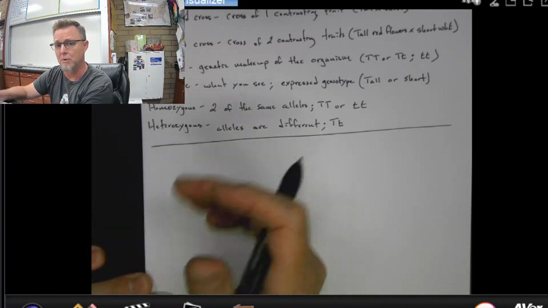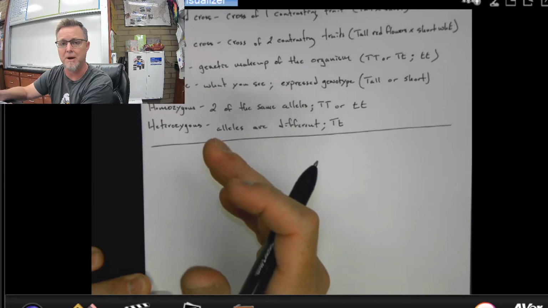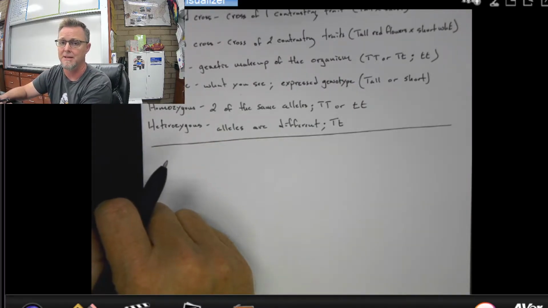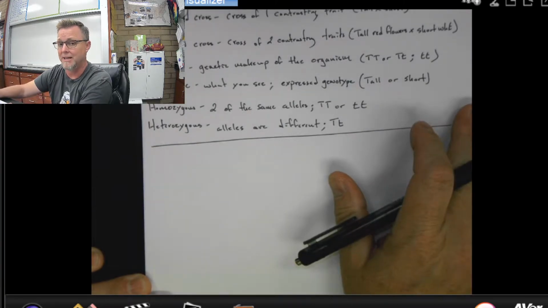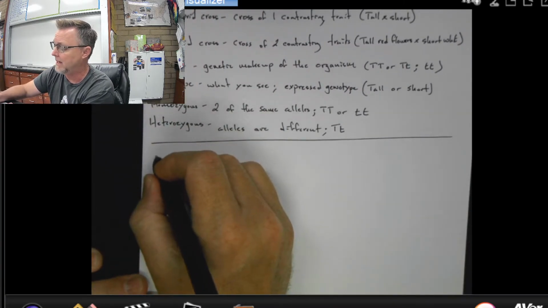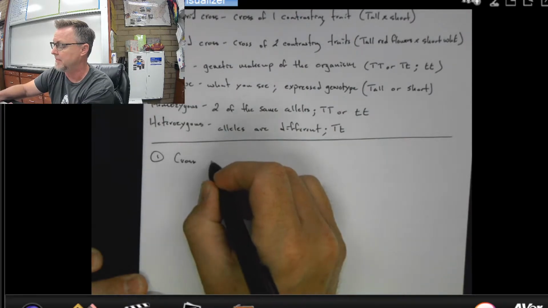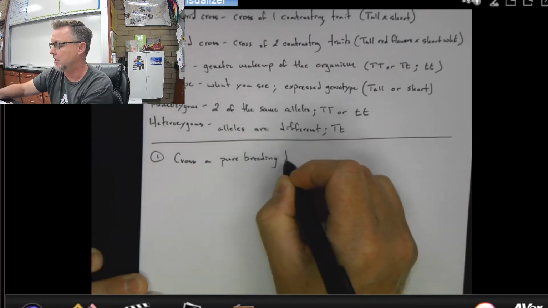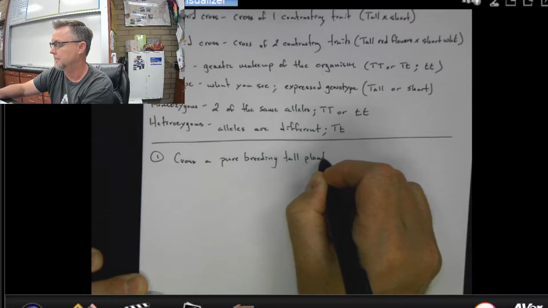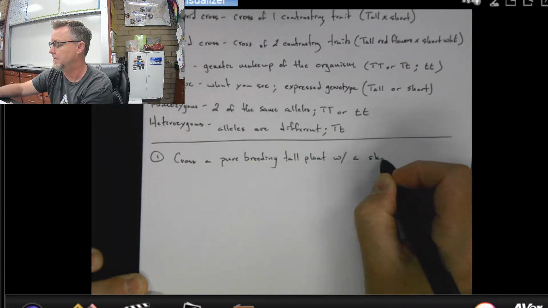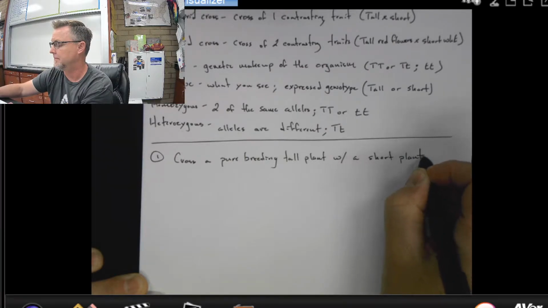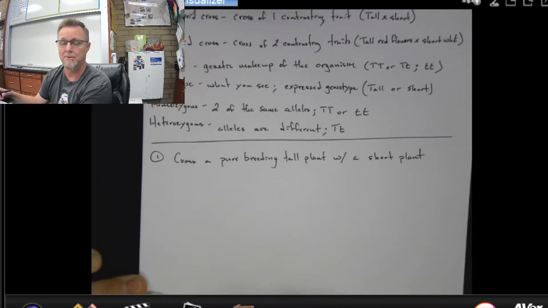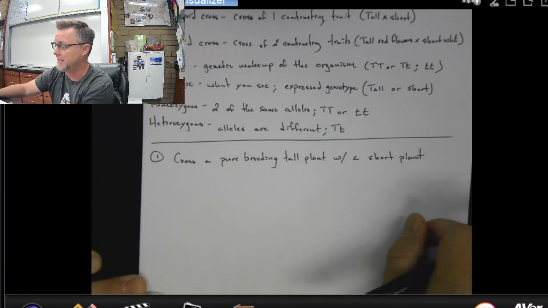So I'm going to write this out as a word problem because you need to get used to reading these things as word problems. It's how it's going to show up on your test. It's how it's in your book. So just get used to it. So for our first cross, we're going to cross a pure breeding tall plant with a short plant. All right. How do we know what the offspring are going to look like? Well, we've got to do a Punnett Square. Most genetics problems will set up the problem just like this. They'll say, cross this.